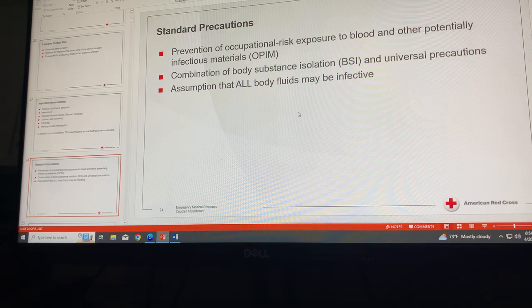Body substance isolation, BSI, precautions are a group of measures to prevent exposure to pathogens. This approach to infection control can be applied through the use of PPE, personal protective equipment, proper hand hygiene, engineering controls, work practice controls, proper equipment cleaning, and spill cleanup procedures.